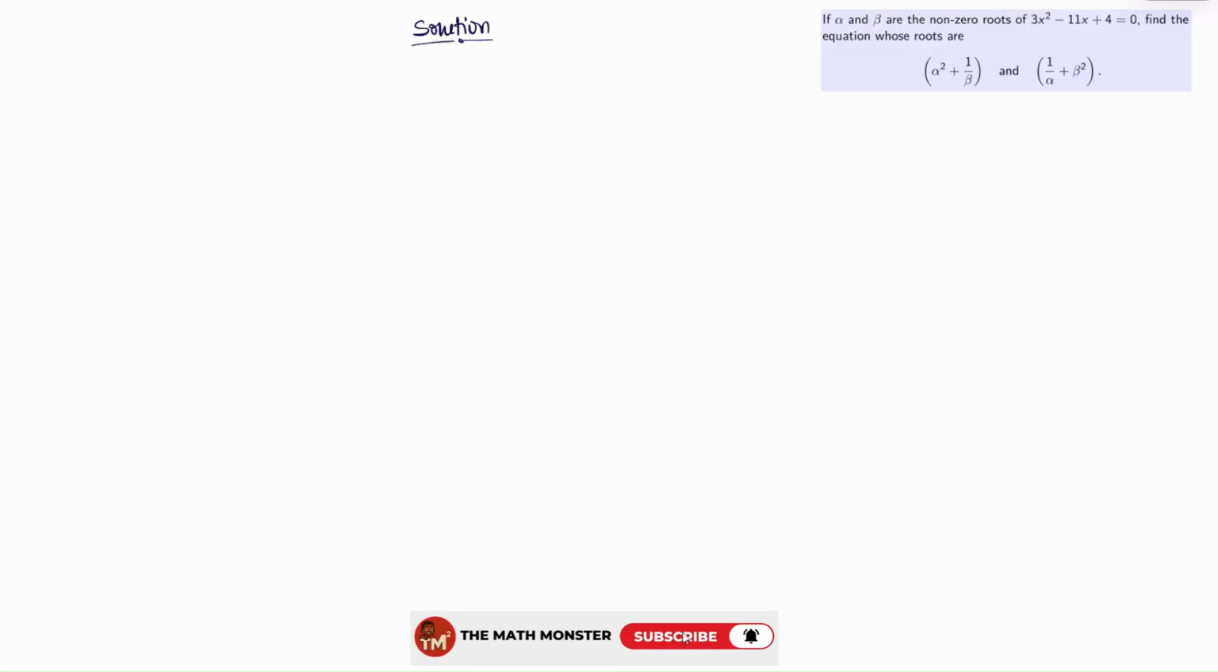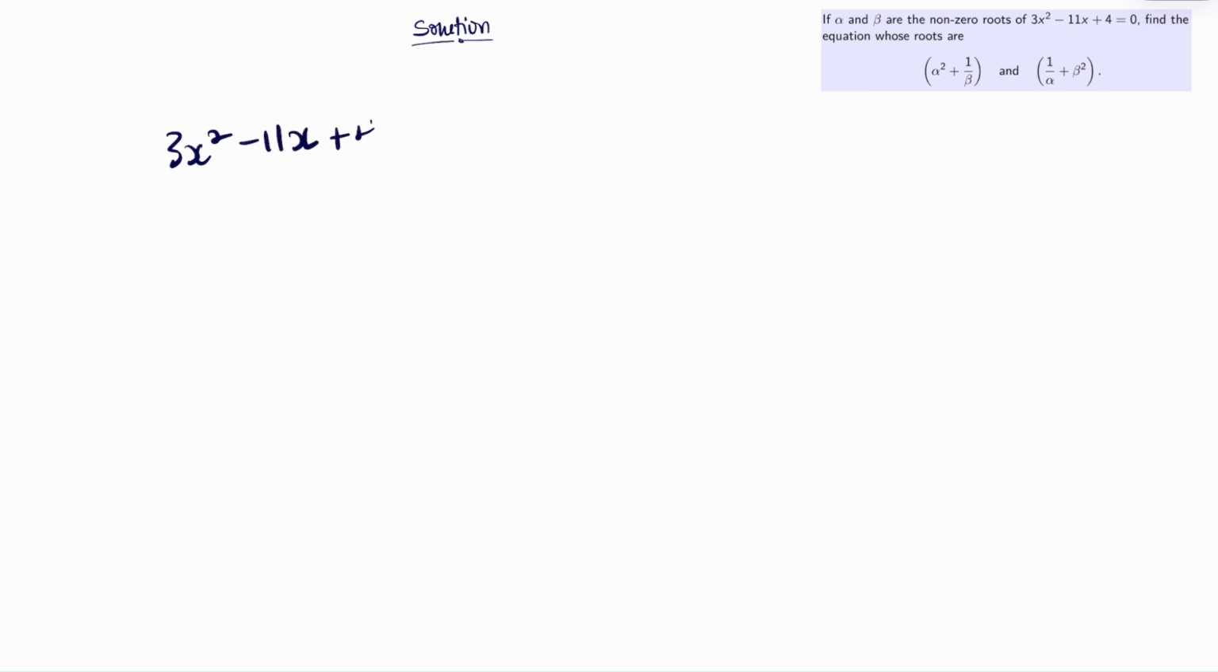Solution. Here we are being told that alpha and beta are the roots of the equation 3x squared minus 11x plus 4 is equal to 0. Then alpha plus beta should be equal to minus b on a, right? Where a is the coefficient of x squared and b is the coefficient of x. So here a is 3 and b is minus 11, right? And so alpha plus beta will be giving us 11 on 3.